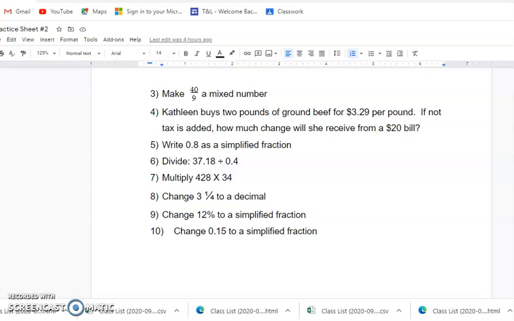Number 6 tends to be one that a lot of people struggle with. So if you are going into this kind of worried, don't worry. Don't worry at all. That's normal. The students tend to forget this. So 37 and 1800ths divided by 4 tenths.